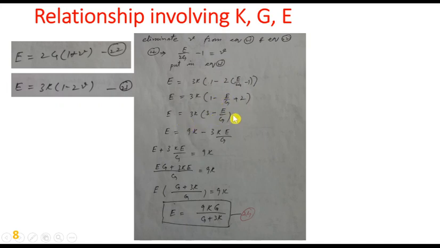Minus minus plus 2, so 2 and 1 make 3, so E is equal to 3K into 3 minus E over G. Multiplying this, E is equal to 9K minus 3K E over G, so it will be positive here: E plus 3K E over G is equal to 9K. Having the LCM, (EG plus 3KE) over G is equal to 9K, so E into (G plus 3K) over G is equal to 9K, and E will be equal to 9KG over G plus 3K, and this is equation 24. So we have done the relationship among K, G, E and mu. Thank you very much.